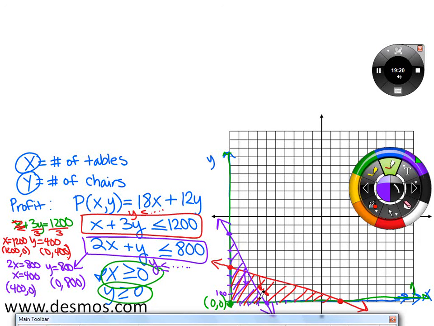So here's all of my restrictions graphed. And here's what that has told me. If I have to be within the boundaries for both of the restrictions, I need to be in this area right here.